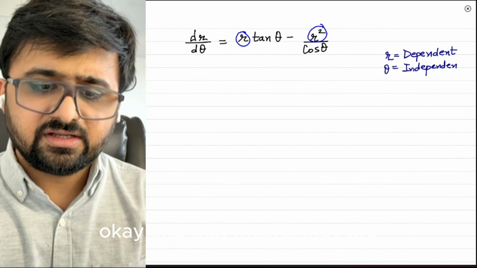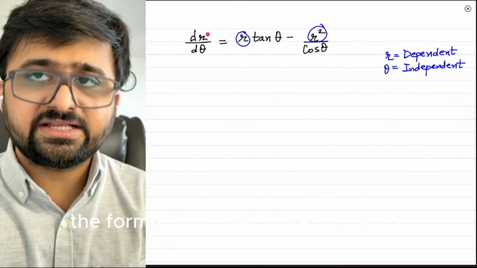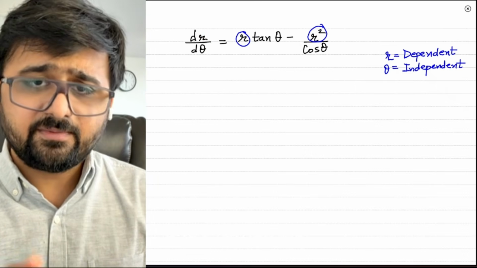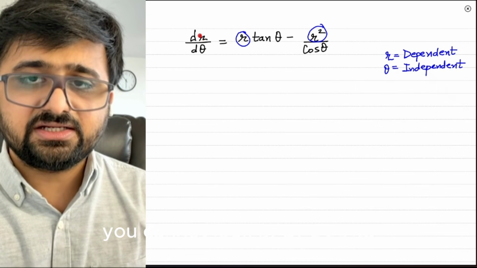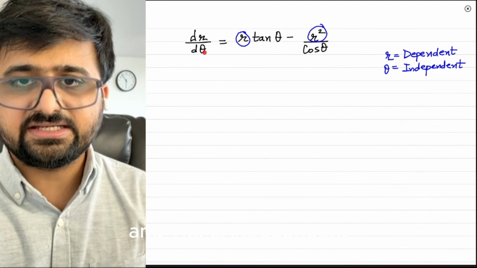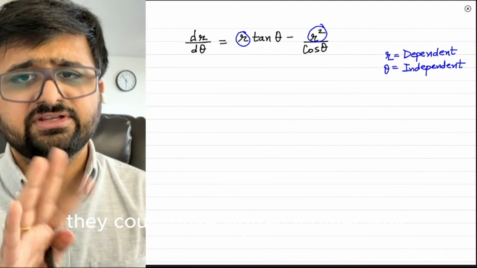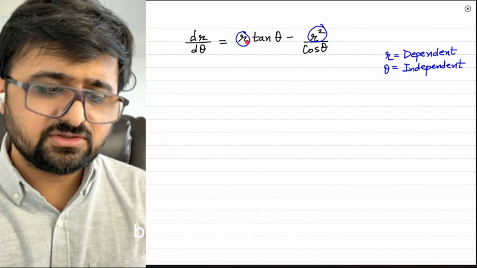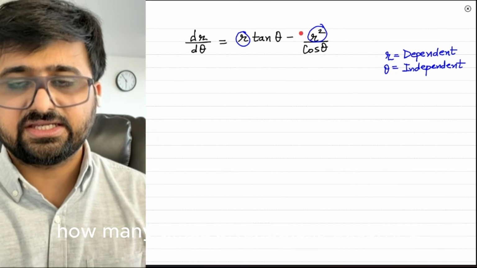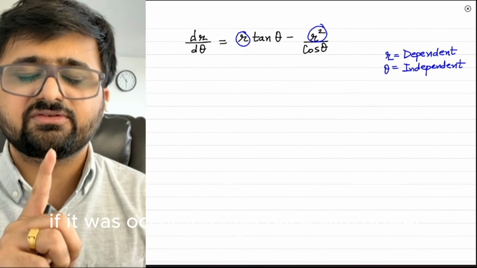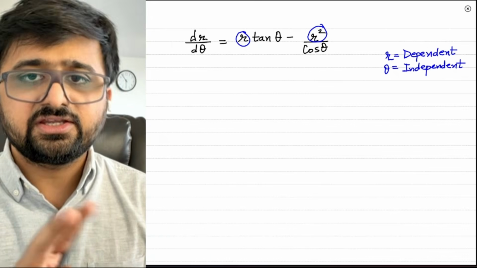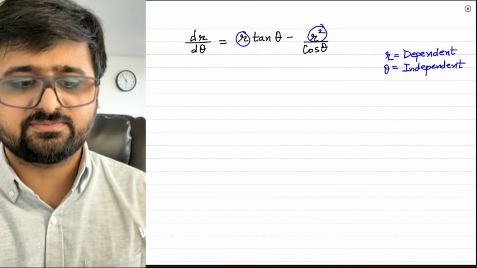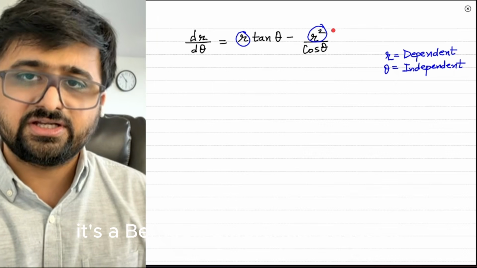And that means the format that they have written is correct: dependent variable over independent variable. Remember, you cannot look at dr by d theta and say that r is dependent and theta is independent. They could have written it the other way around too, to confuse you. But you always look at how many times a variable is occurring. If it was occurring only once with power 1, it was a linear differential equation. Here it is occurring twice, one with power 1, one with power n, which is 2 in this case. It's a Bernoulli differential equation.